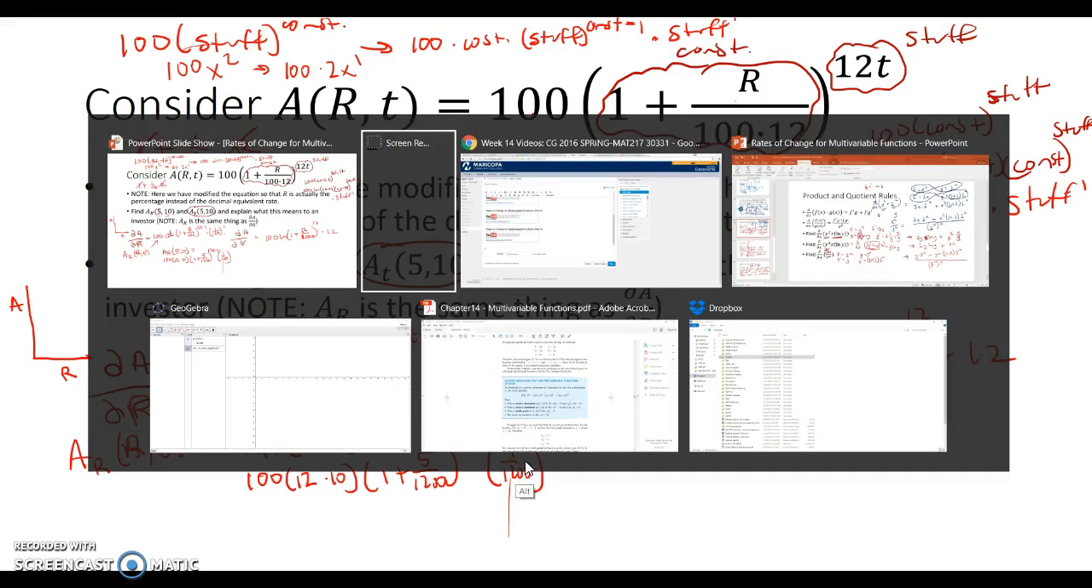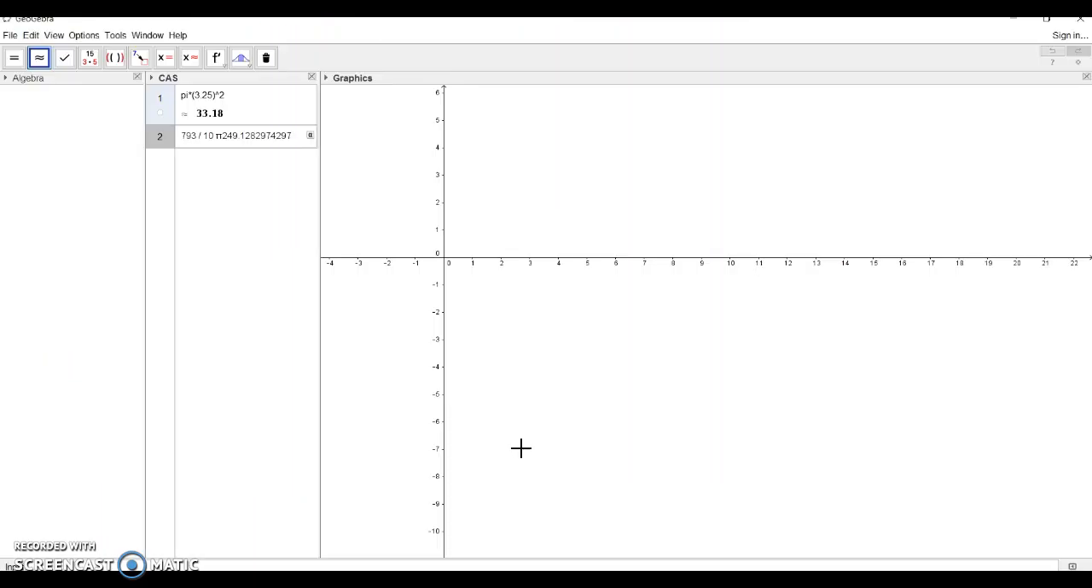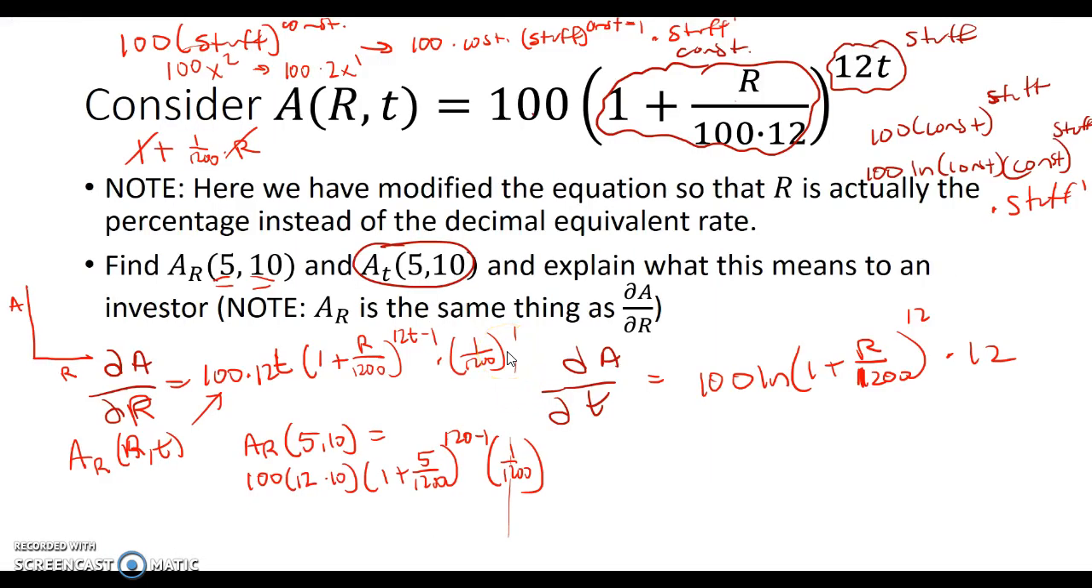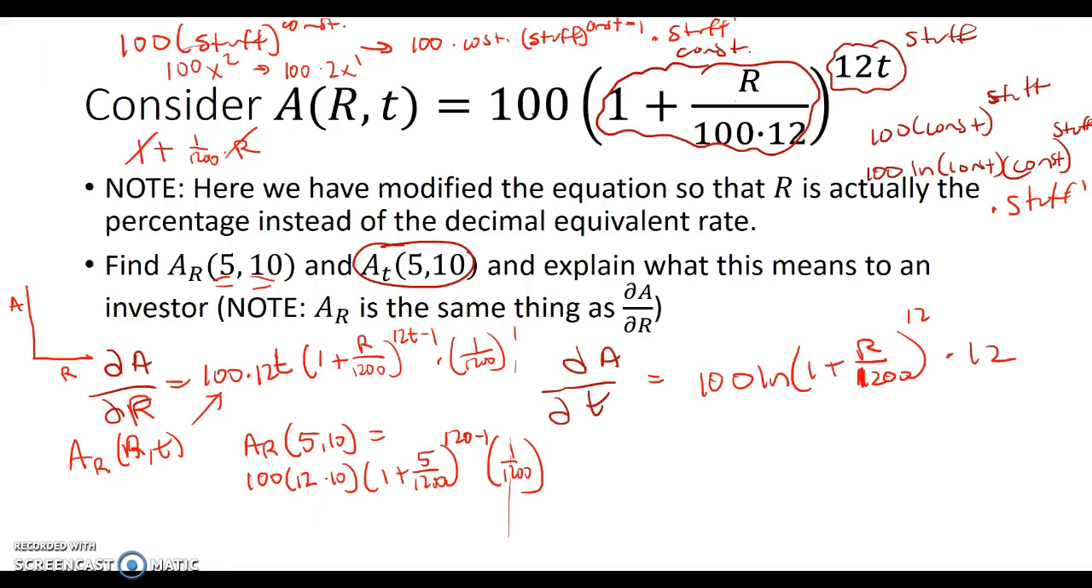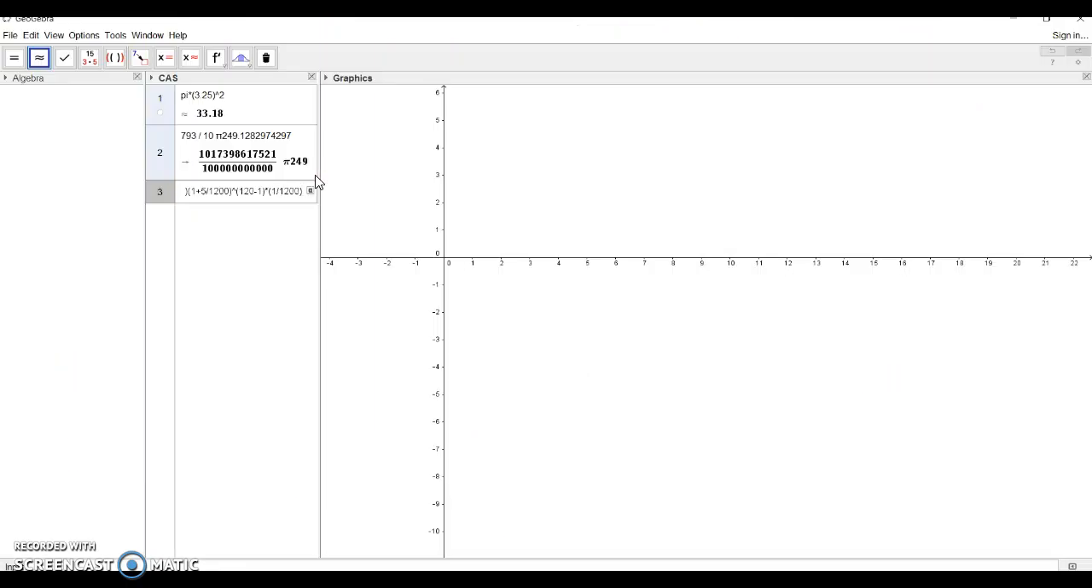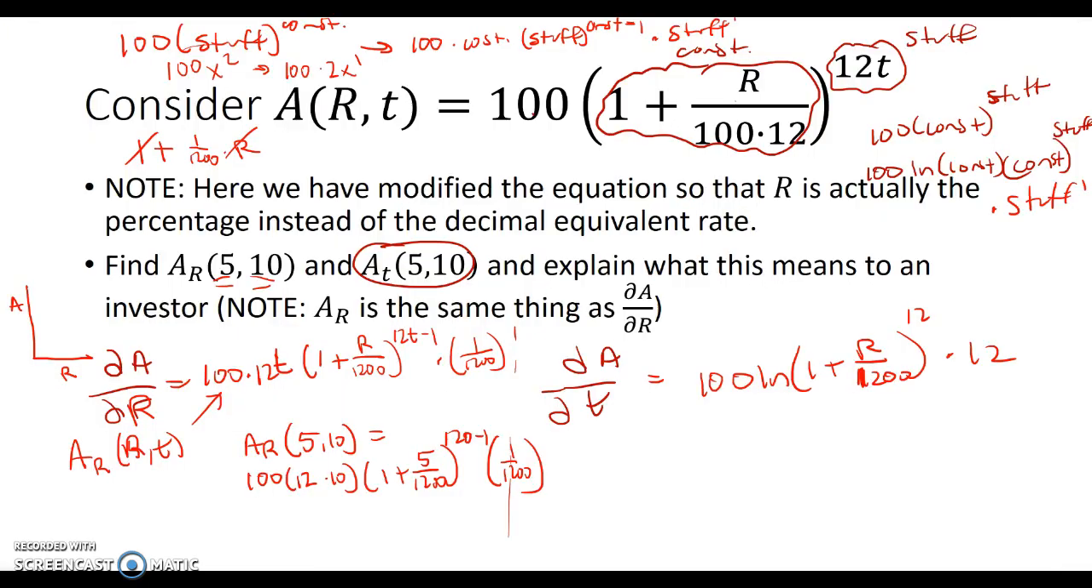Okay, so we will go ahead and jump over to a computing system so we can calculate this, and we get, let's see, jump to the next line here. So 100 times 12 times 10 times 1 plus r over 1200 raised to the 120 minus 1 power, all of that multiplied by 1/1200. And I get 16.4. Okay, 16.4. So what does that mean? What is this telling me?